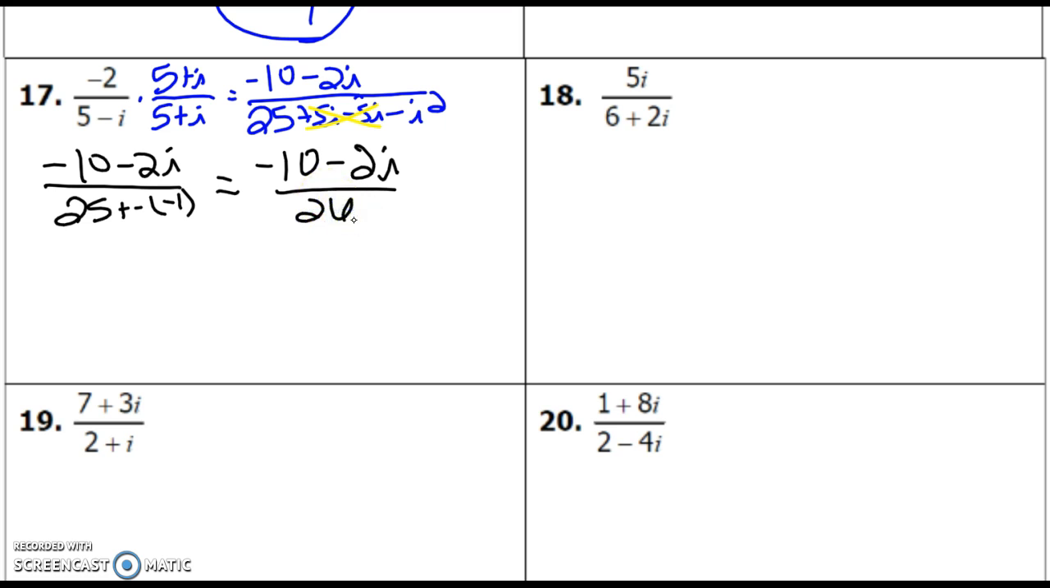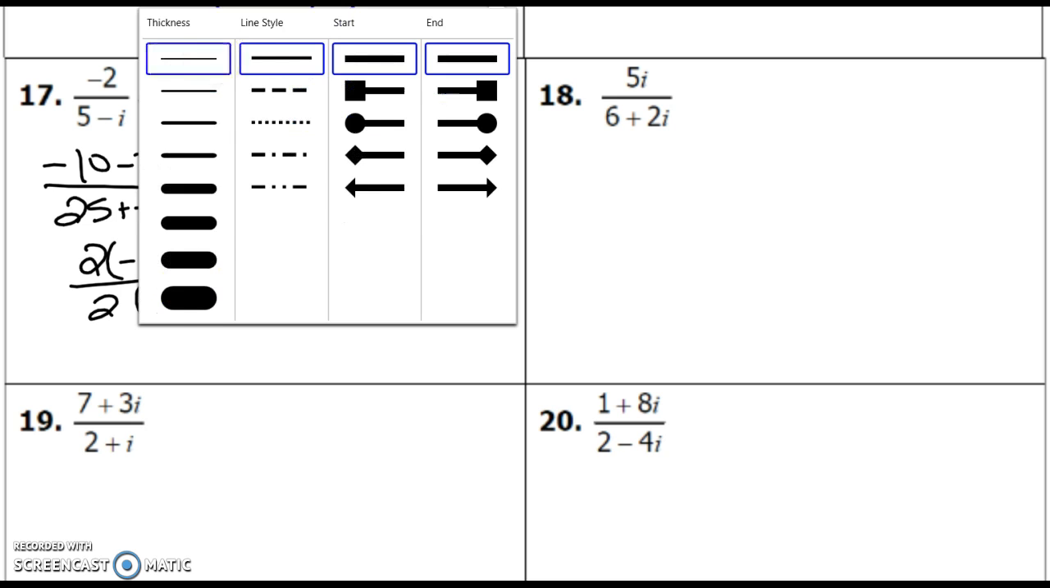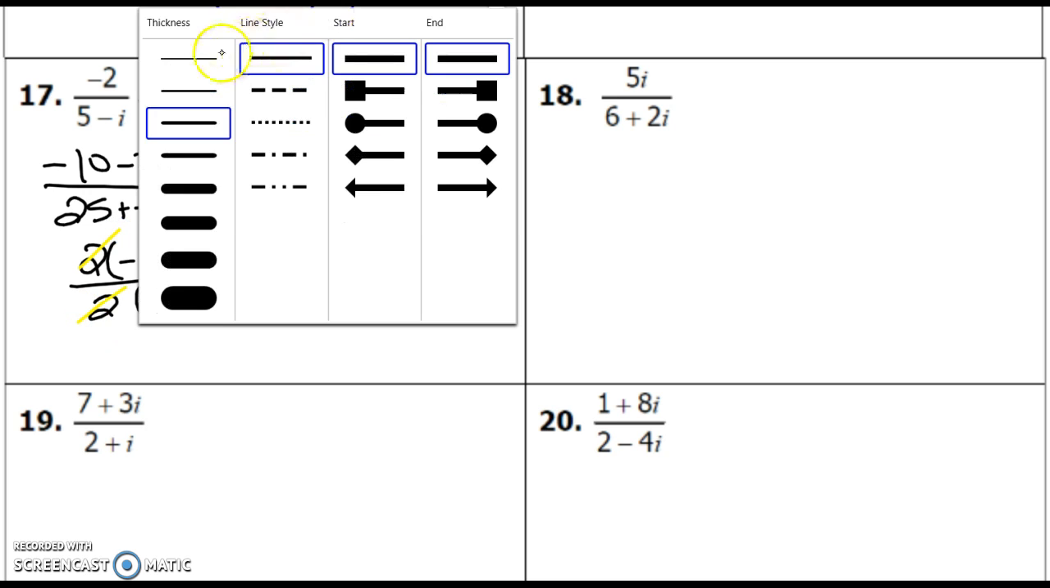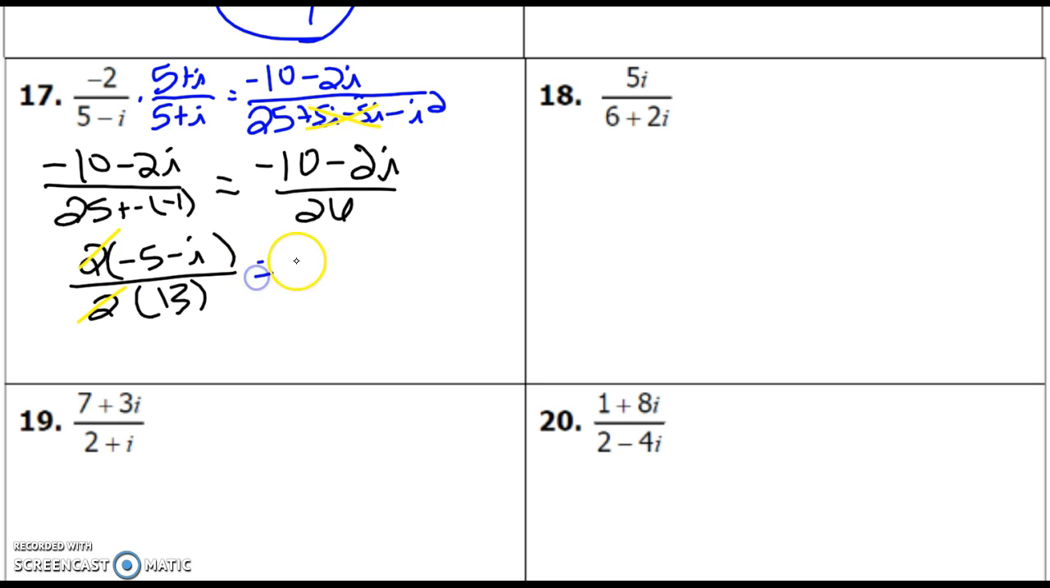And then notice all three numbers have a 2 in it that can be taken out. So we're going to take out a 2 out front. So what you're actually doing is factoring a 2 out on the top, which would be -5 minus i, and you're factoring a 2 out of the bottom, which leaves you with 13. So what happens with those 2s is they end up canceling. So then your final answer would be -5 minus i all over 13.